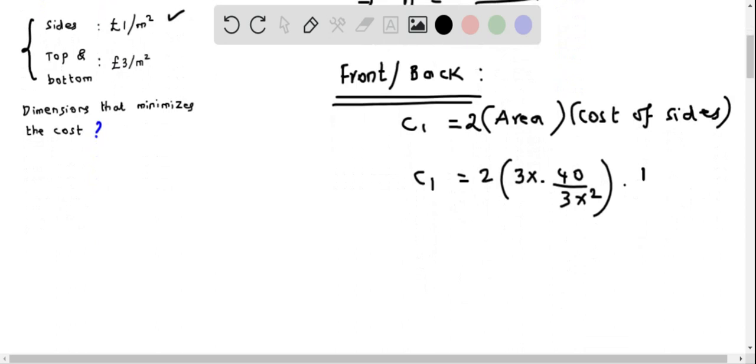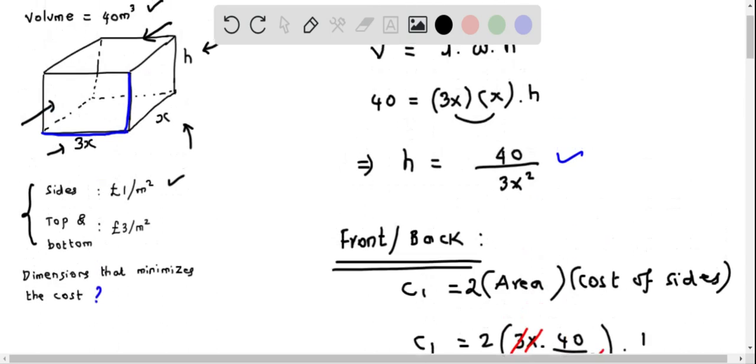So let's simplify this expression. So this gives C1 equals, we cancel these 3's, and we also cancel the power of one of the x. So we get in the numerator 2 times 40 is 80, and in the denominator we have only x. So this is the expression for cost function of the front and back.